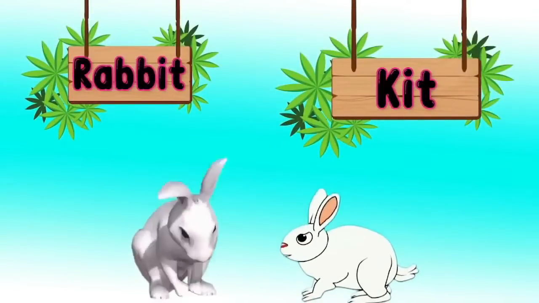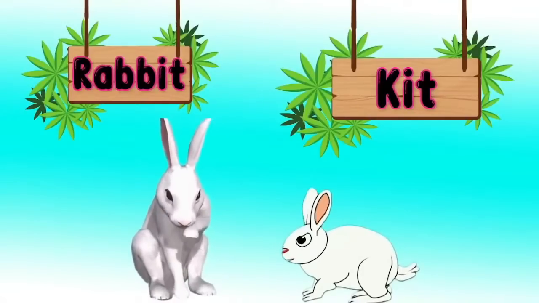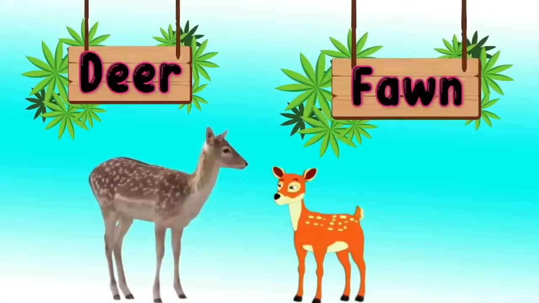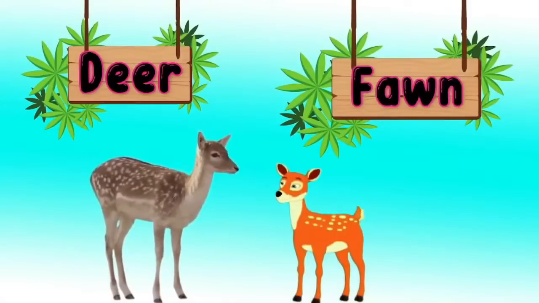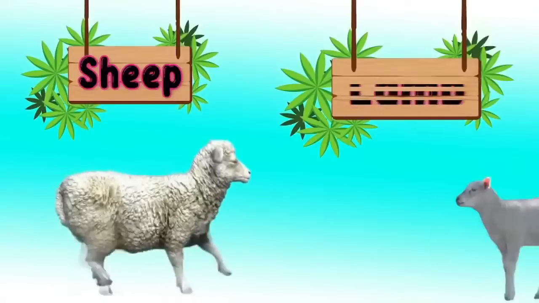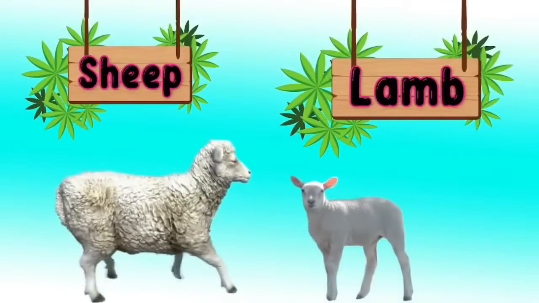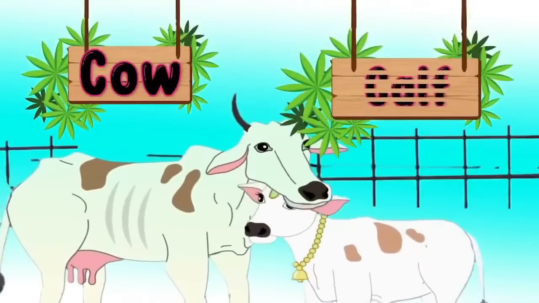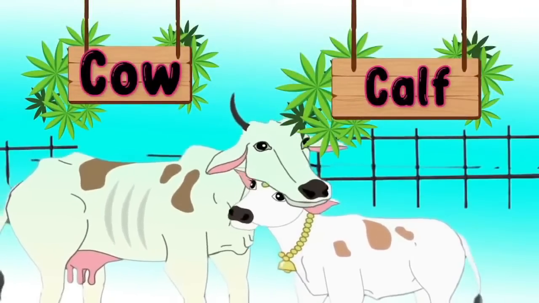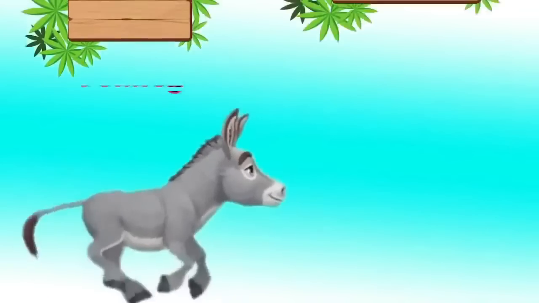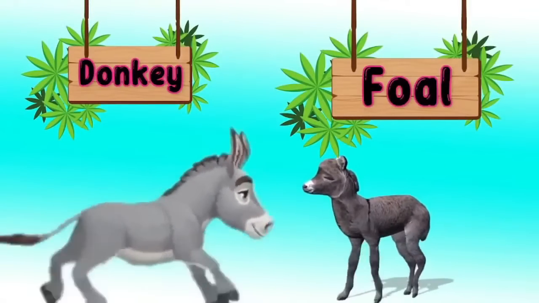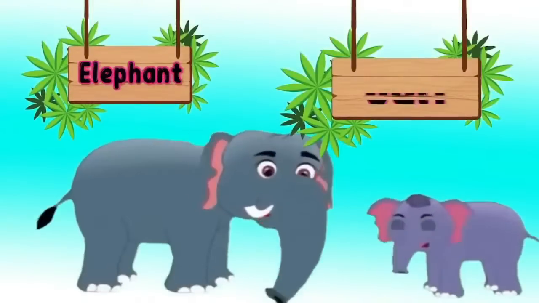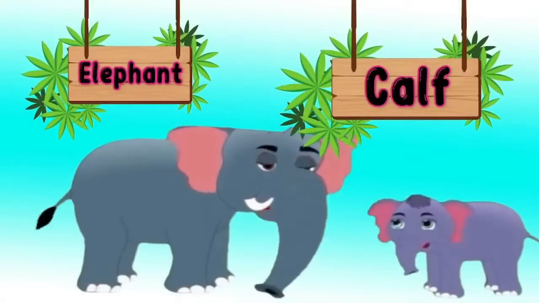Rabbit young one is kid. Deer, fawn. Deer young one is fawn. Sheep, lamb. Sheep young one is lamb. Cow, calf. Cow young one is calf. Donkey, foal. Donkey young one is foal. Elephant, calf. Elephant young one is calf.